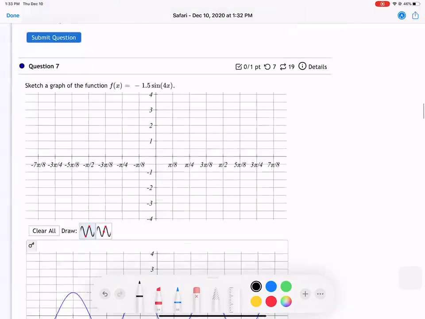Okay, problem number 7. Same idea. A is equal to -1, 1.5 sine of 4x. Again, we're just working on graphing sine and cosine graphs here.